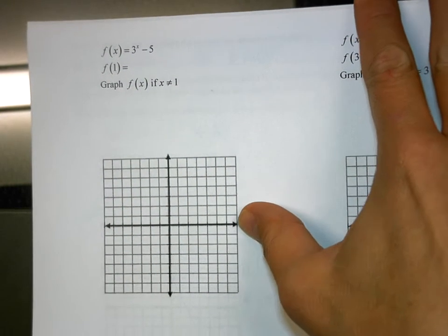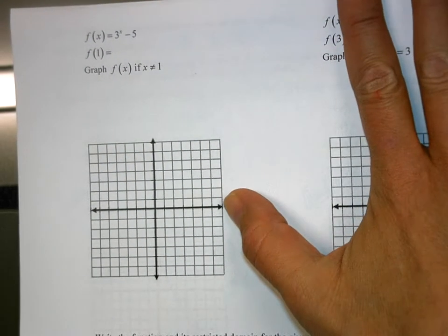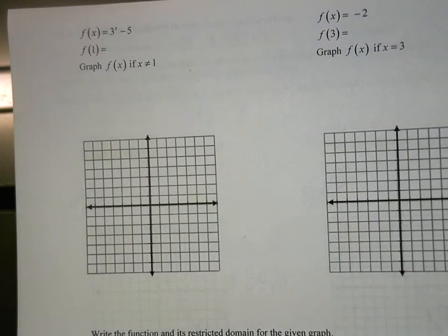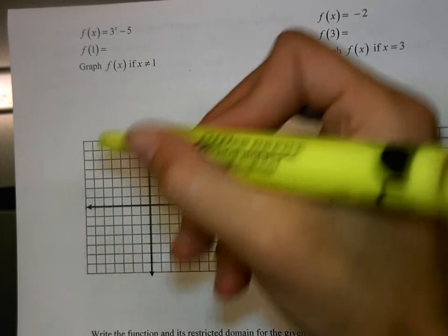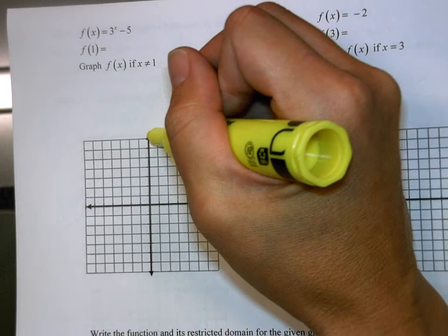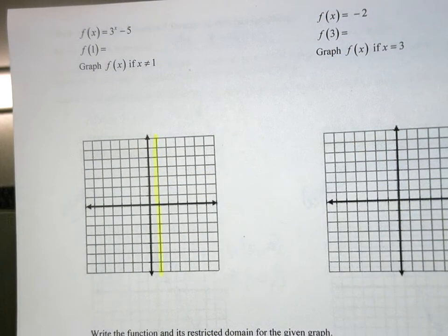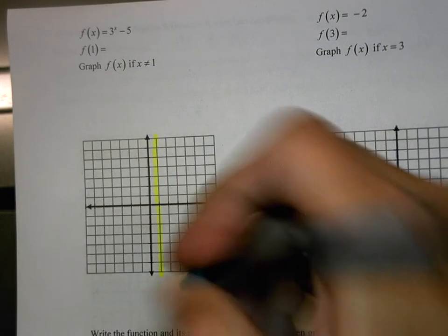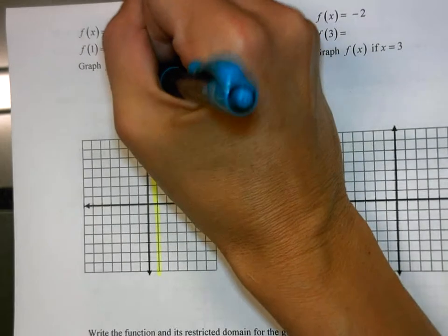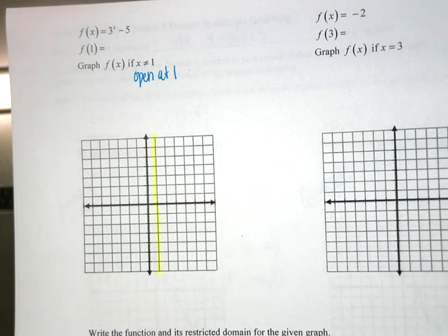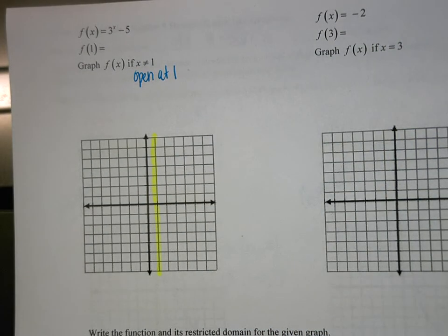Now, this one is a little bit different because on this one, they're saying graph f of x if x doesn't equal 1. So all that means is it's going to be everything on the graph, but at 1, whenever it hits 1, that would make an open circle because it can't equal that value. So I'm just going to write here, open at 1. But everything else in the graph we would do.